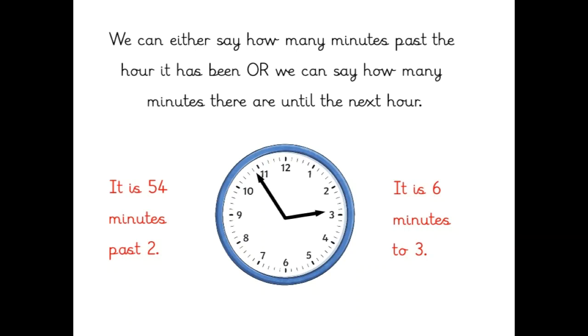So we can either say how many minutes past the hour it has been, or we can say how many minutes there are until it will be the next hour. So if you look at the clock here, it is 54 minutes past 2, because since 2 o'clock there have been 54 minutes and our minute hand has gone all the way around the outside of the clock and it's reached its position there, and that's 54 minutes. Or we could also say it is 6 minutes to 3, because there are 6 minutes left of the hour until it will reach 3 o'clock.